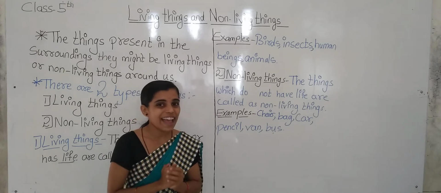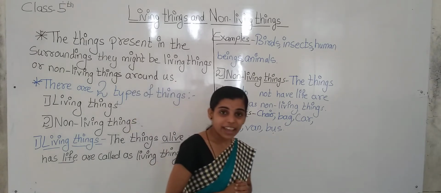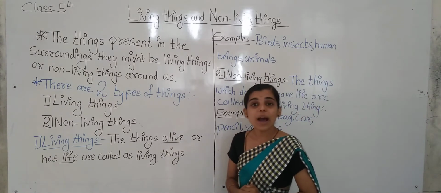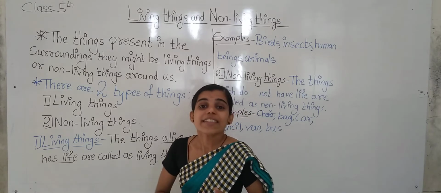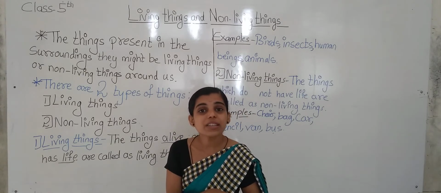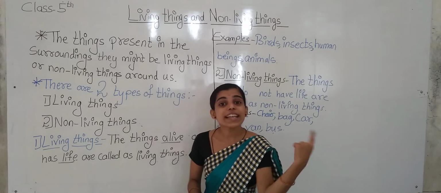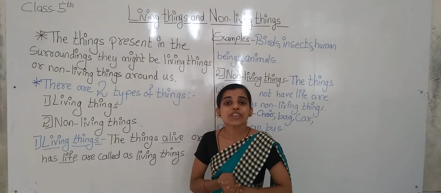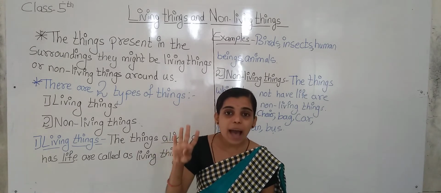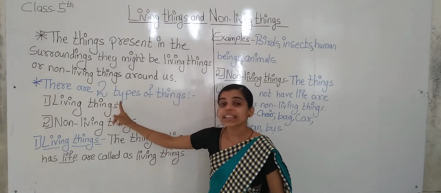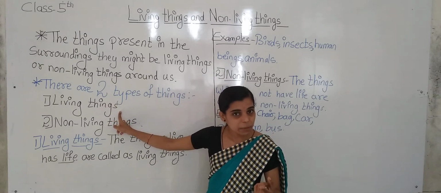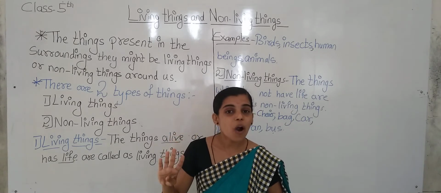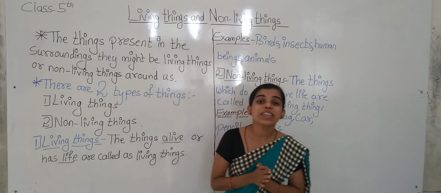Yes, you're right. Chair, table, clothes, pencil, rubber, dustbin. There are many more examples for non-living things which are around us. Next question: children, give me any four examples for living things. One more time I will repeat. Give me any four examples for living things which you know.